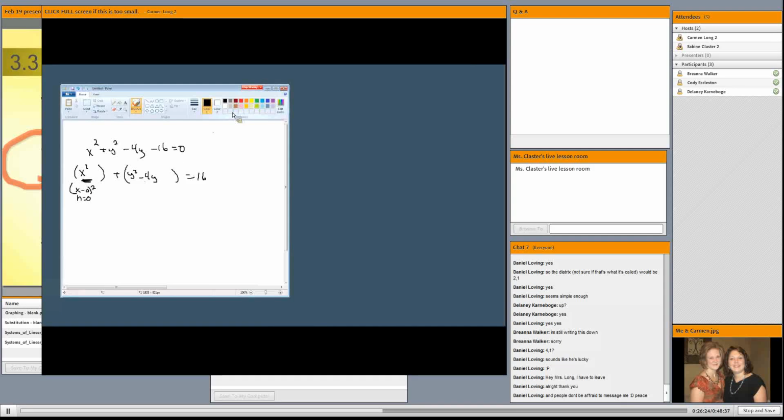We're going to take our middle term. We're going to half it. And we're going to square it. So negative 4 divided by 2 is negative 2. Negative 2 squared is 4.